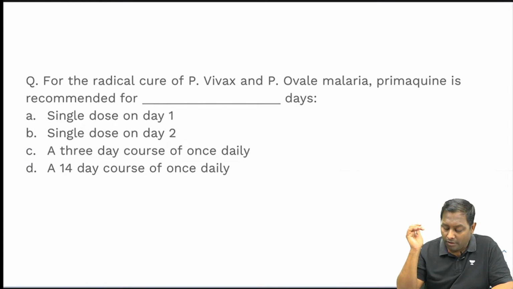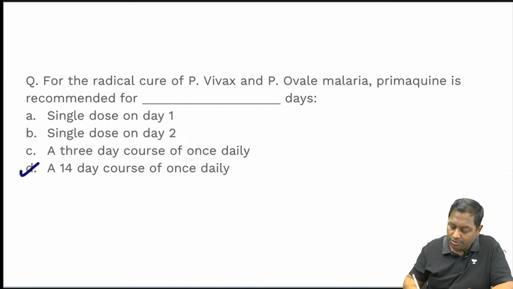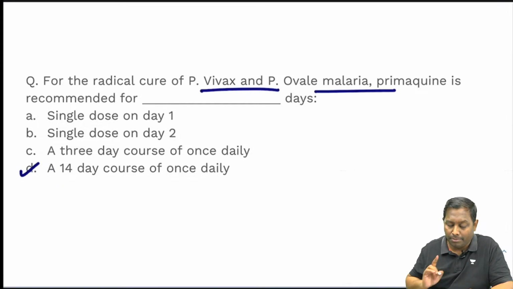For the radical cure of Vivax and ovale, primaquine is recommended as a single dose on day 1, a single dose on day 2, a 3-day course of once daily, or a 14-day course of once daily. So I told you that for ovale and Vivax we are going to use it for 14 days, and for falciparum a single dose. So again, a 14-day course. This is the radical cure of primaquine.